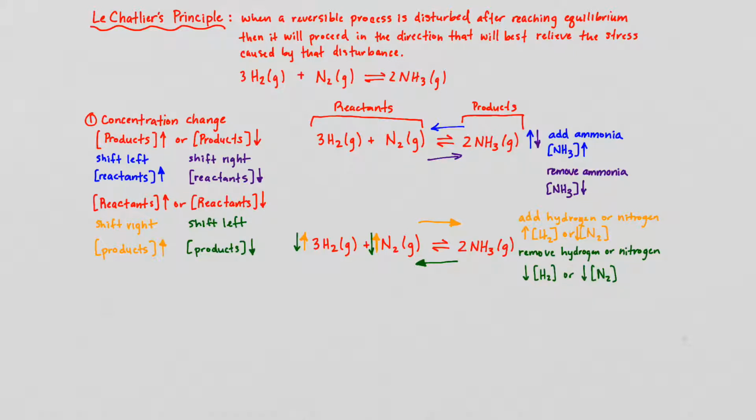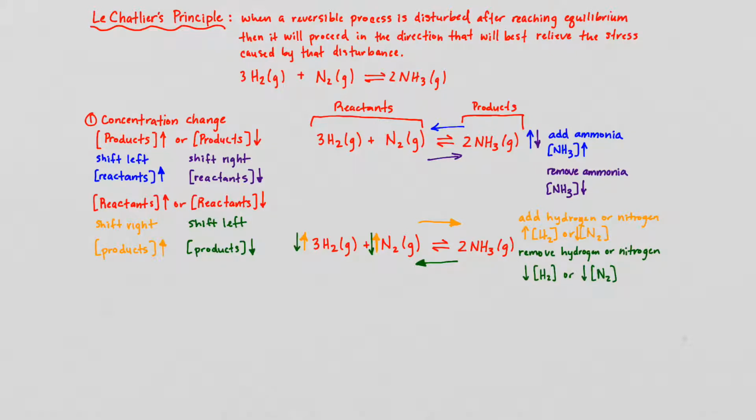The reason being is that when you decrease the amount of hydrogen and nitrogen, equilibrium has been thrown off, so in order to reach it again, more ammonia is going to have to convert into hydrogen and nitrogen to get back to equilibrium. It's seeking equilibrium. So more ammonia will switch and turn into nitrogen and hydrogen.